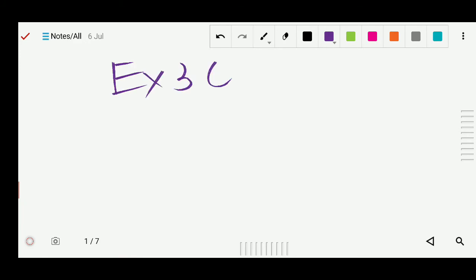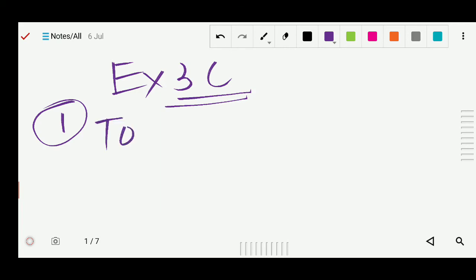Exercise 3c we will solve. Okay, so the first question we are solving from exercise 3c is: Mr. Sharma earned 57,390 last year. This year he earned 79,860. What is his total earning in both years? Means दोनों साल में मिलकर उसने कितना रुपया कमाया? What is the total earning?